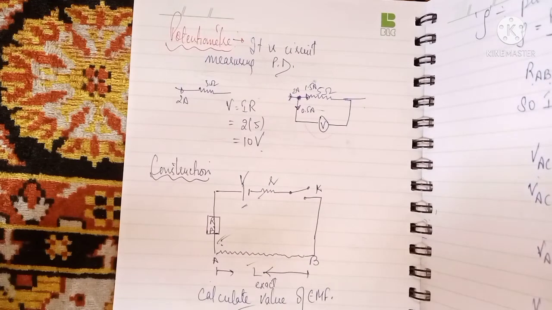Okay, and why is it used? It is used for measuring potential difference across the wire. So why is a voltmeter not used? A voltmeter is not used because it does not give us the exact value of the potential difference. So that's why the potentiometer is used.